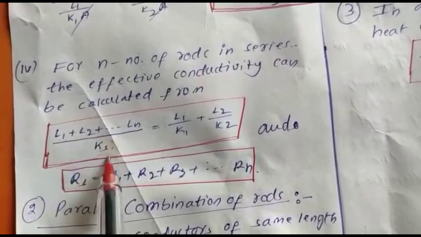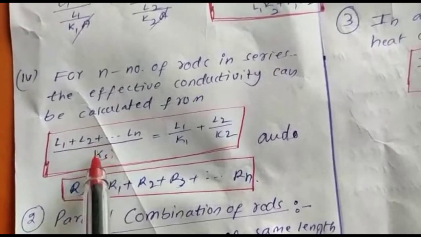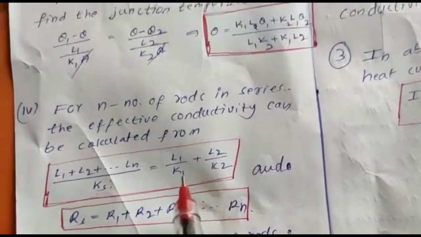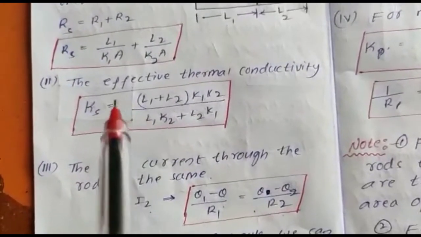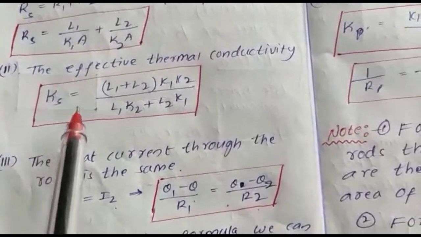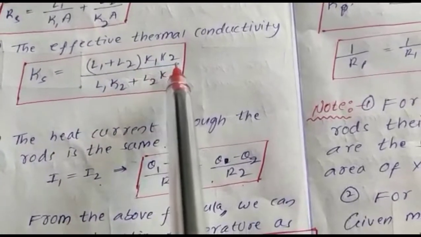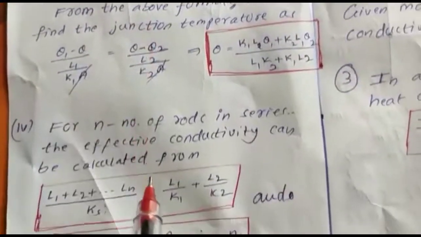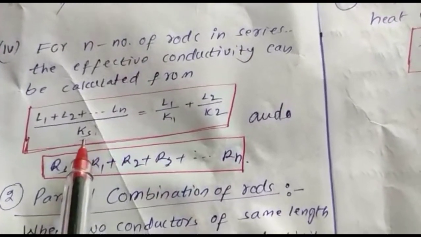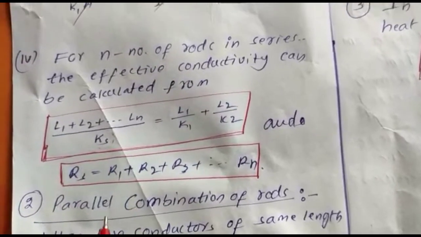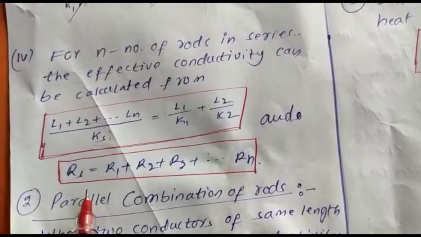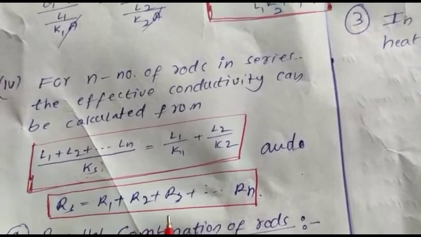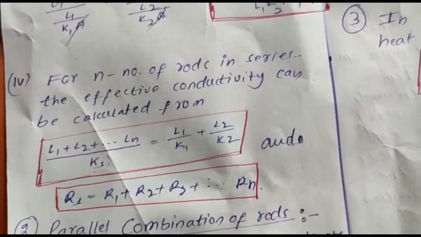Here Ks is nothing but the effective thermal conductivity in series combination, that is equal to L1 by K1 plus L2 by K2. And for the 2 rods, the thermal conductivity formula we have already given: the effective thermal conductivity Ks is equal to (L1 plus L2) into K1 K2 by (L1 K2 plus L2 K1). This is only for 2 rods. For many rods we have to use the general formula to solve the problem. For multiple rods in series combination, the effective thermal resistance Rs is equal to R1 plus R2 plus and so on up to Rn.